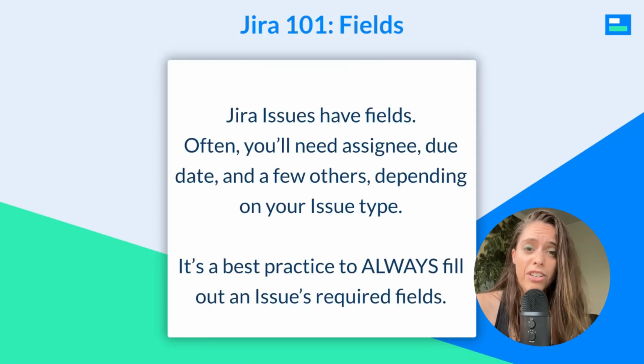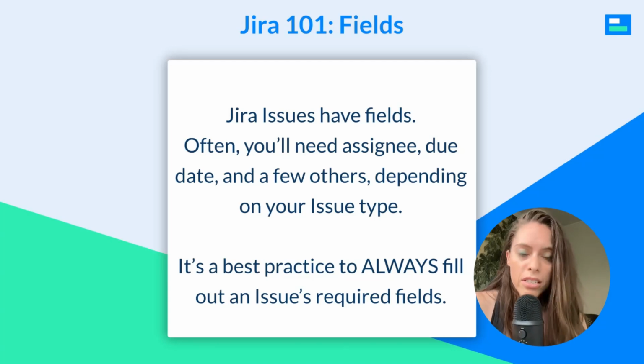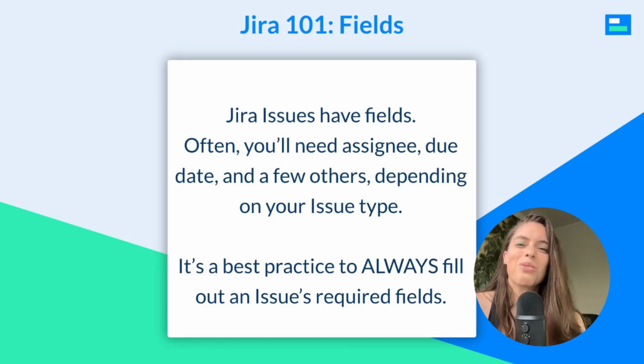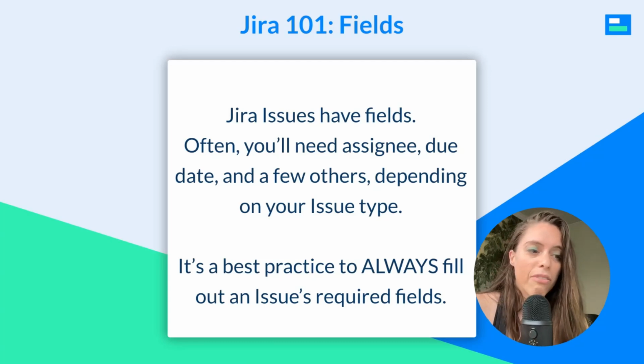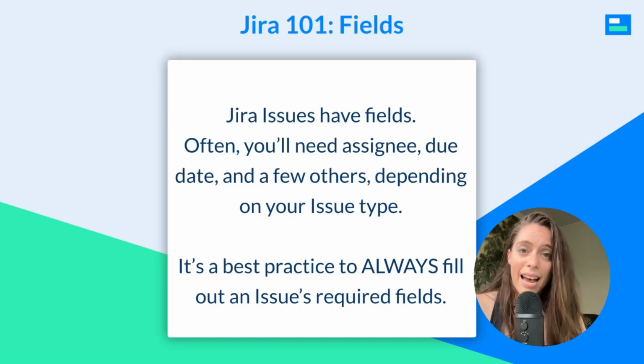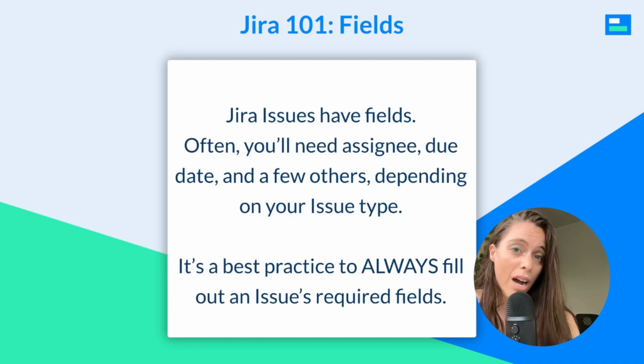So let's go into fields now. So Jira issues have fields. And like I said, you'll often need things like assignee, due date, and a few others, depending on your issue type. And it's a best practice to always fill out an issue's required fields. I know for our content engine, the way it's set up, if an assignee is not set or a due date isn't set, it might not show up in the actual Kanban board.